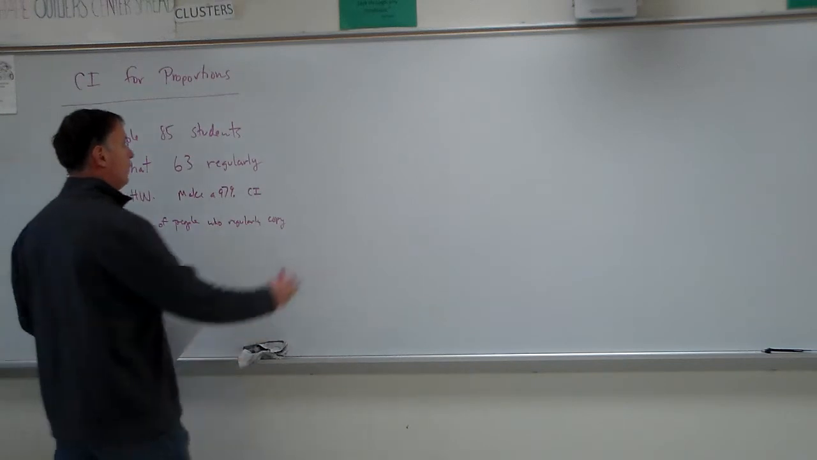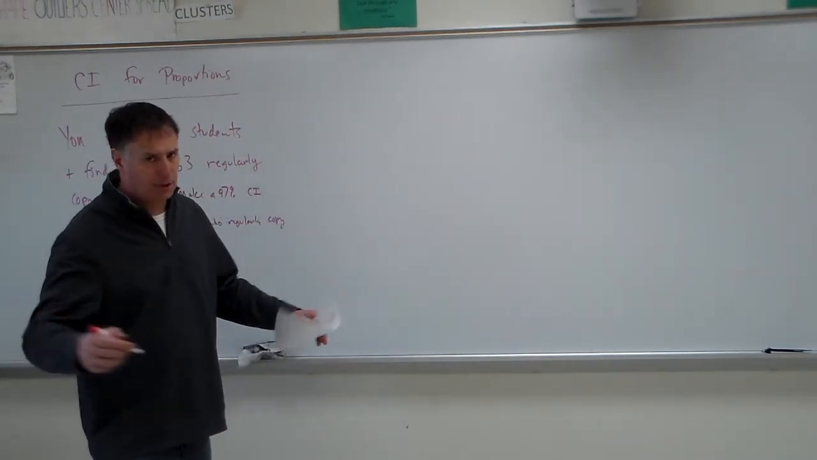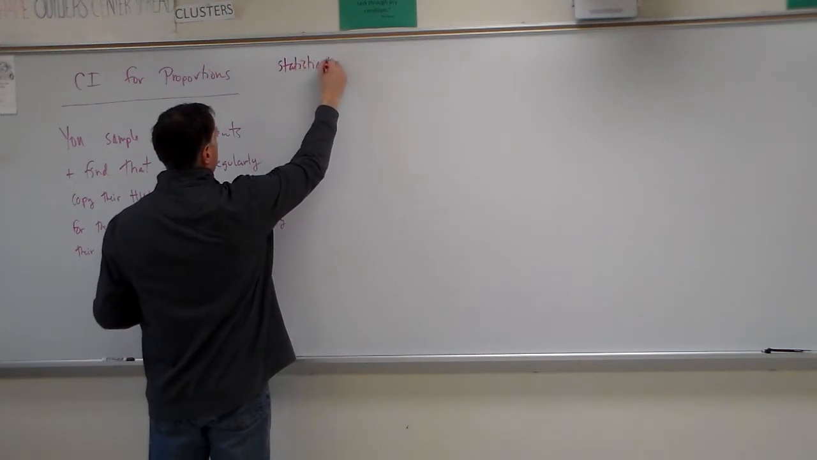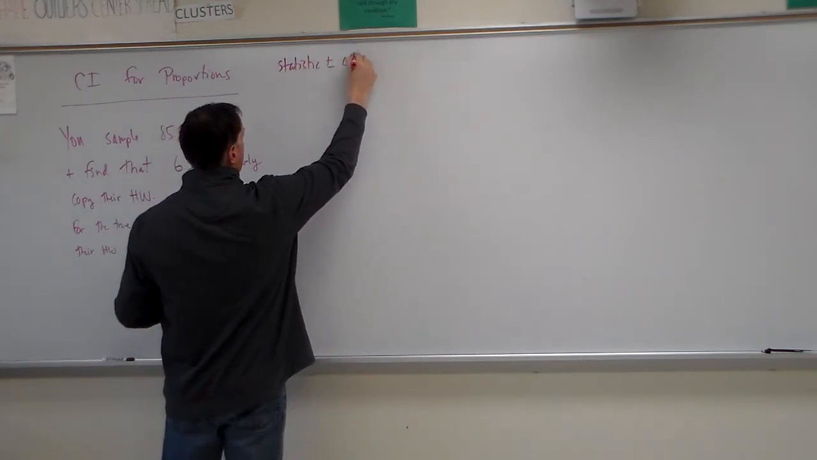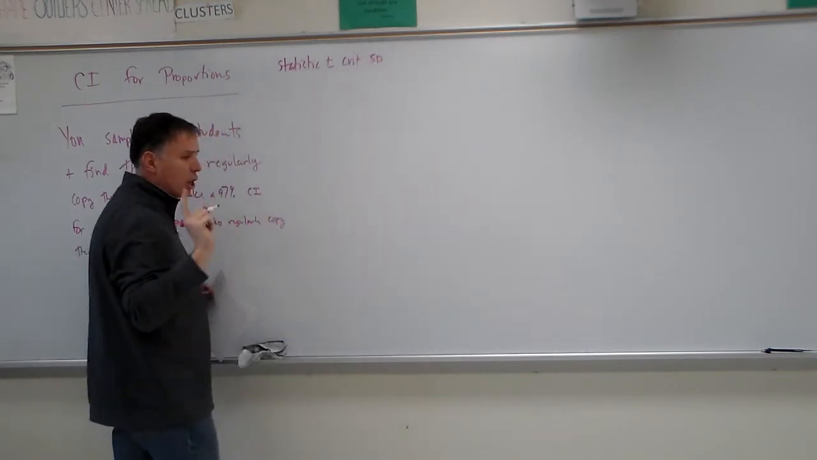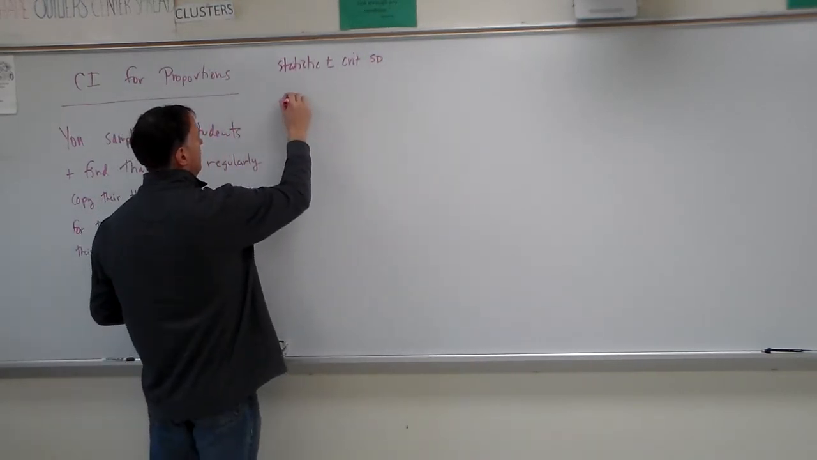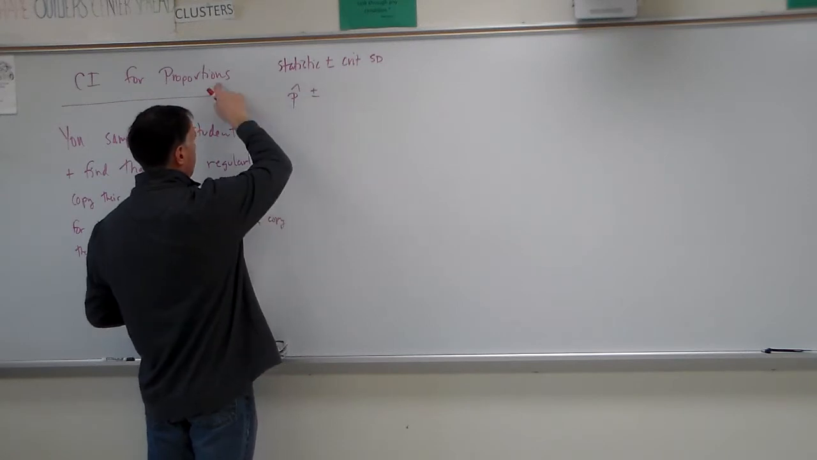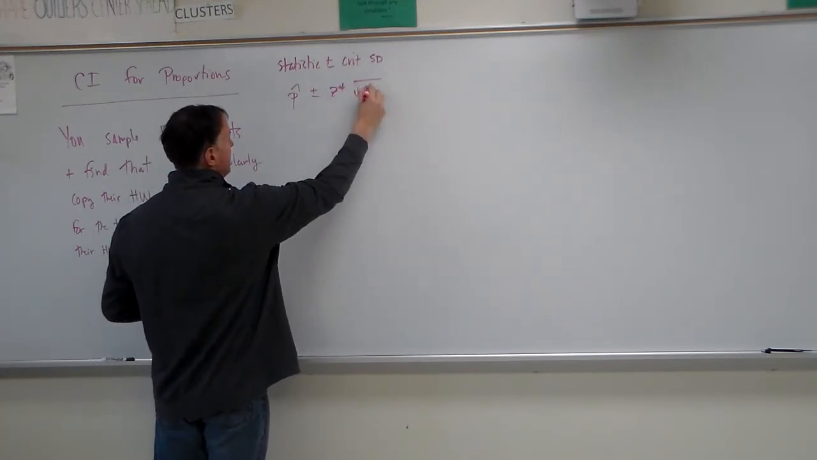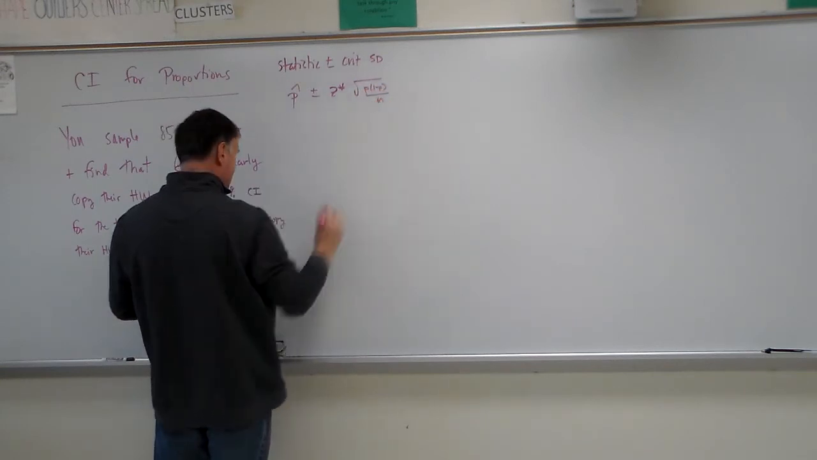So, the formula. It says this in your formula sheet. It says statistic plus or minus the critical value times your standard deviation. We know from the last video that's going to be p hat, and we're dealing with proportions, plus or minus a critical z times the square root of p times 1 minus p over n.